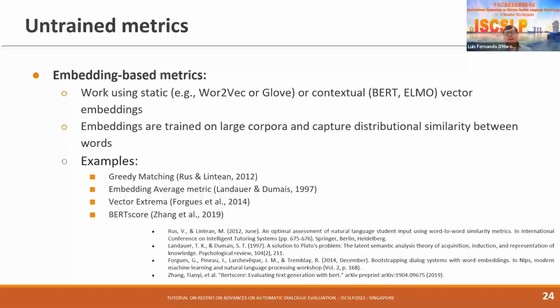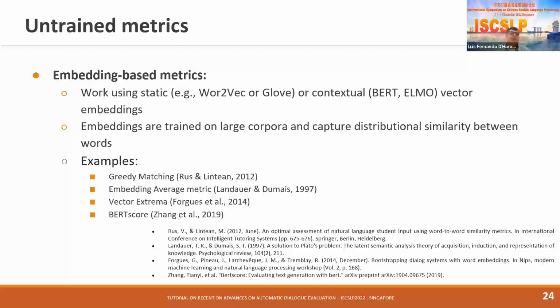Then we have also embedding-based metrics. In this case, we can see people using static or contextual vector embeddings. We probably know about word2vec, GloVe as static embeddings, or more contextual ones like BERT or ELMo. In this case, the embeddings are trained on large corpora, and they capture distributional similarity between words. That was one of the advantages of using vector embeddings, because they are not just capturing the syntactic properties of the sentence or the words, but they are also capturing semantic information.